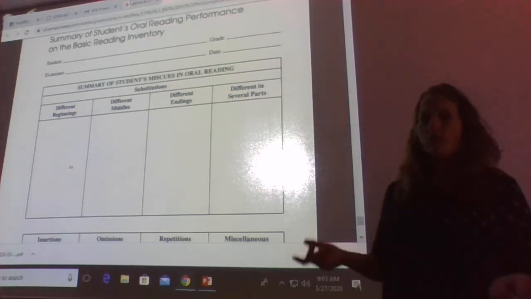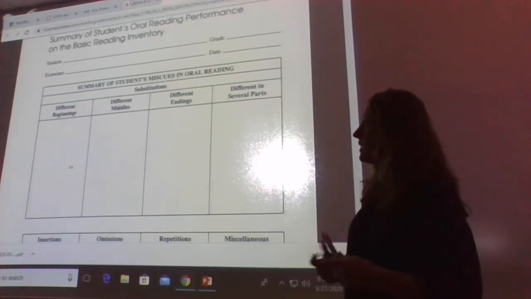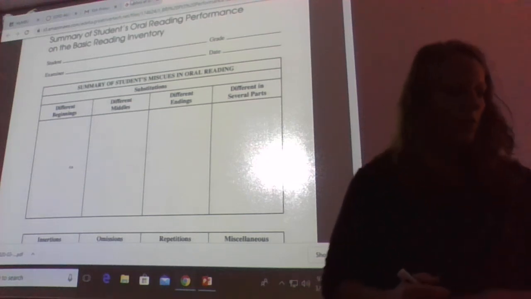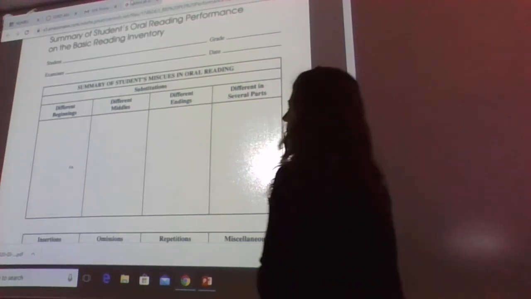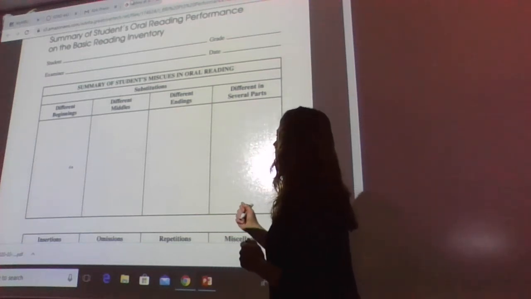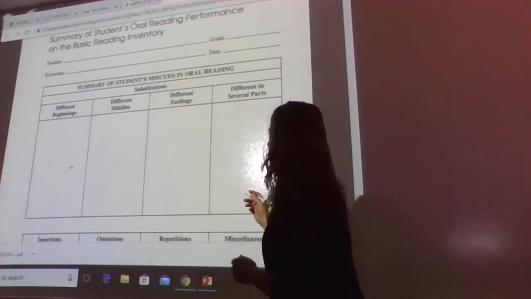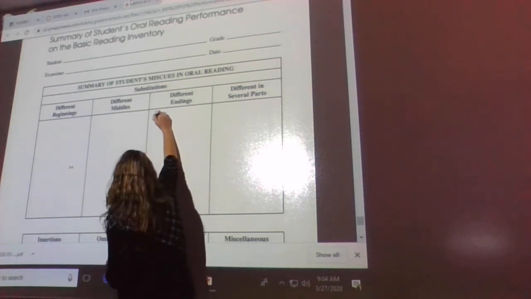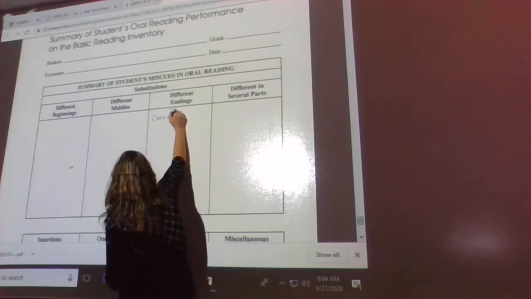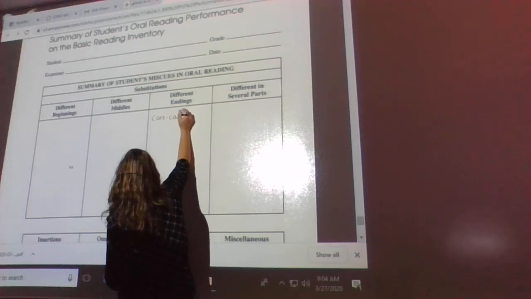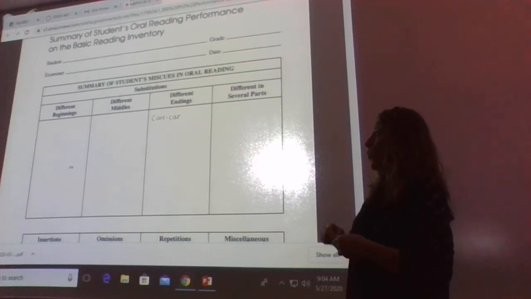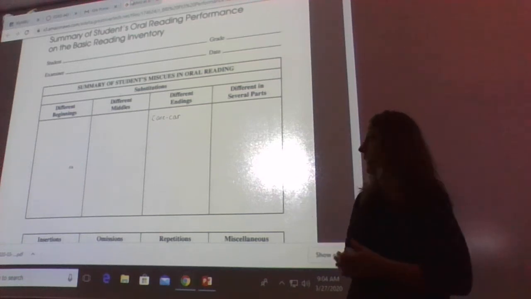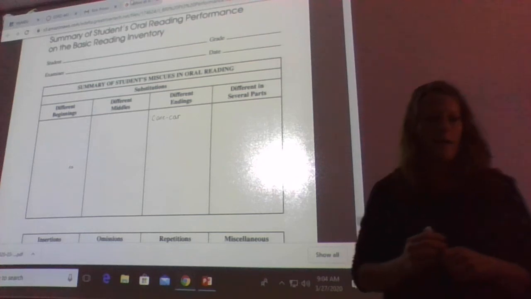So on this form, his first error was care for car. And if we think about the word care and car, you will be thinking about how those words look similar, and they are different. Care for car, they are similar in a lot of parts, but there's only one difference, and that's the silent E for care. So we're going to put care for car in that spot.